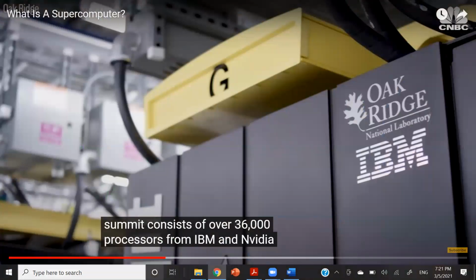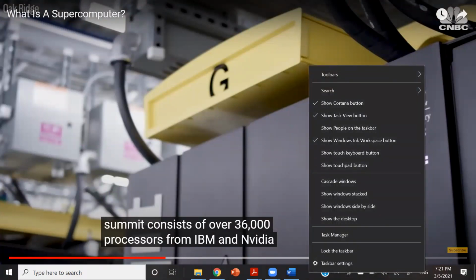Yeah, people, just a second. I need to hide this desktop. It's not getting hidden. I don't know why.